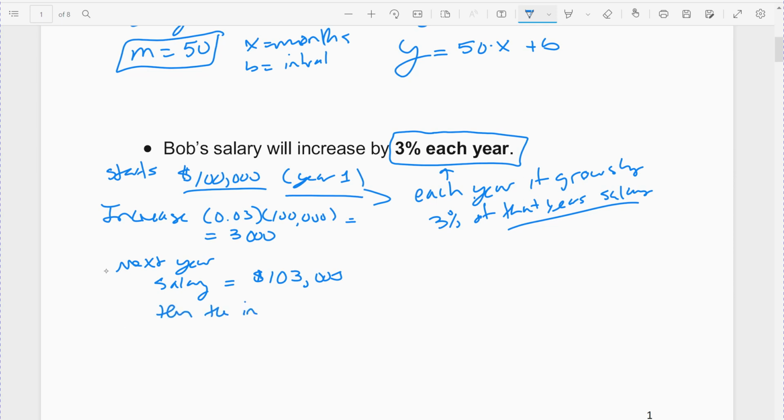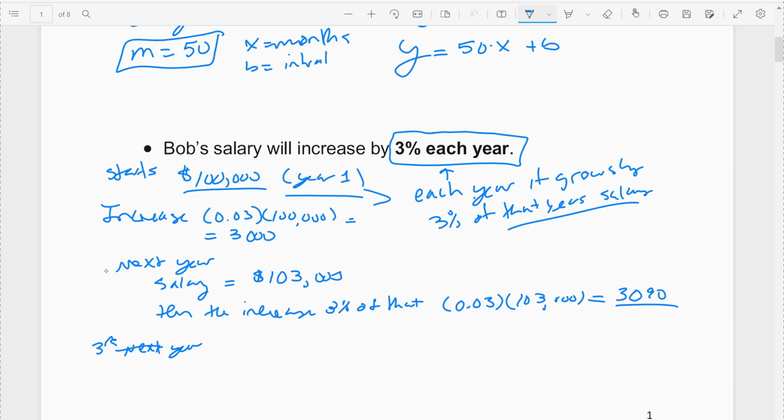Then the increase would be 3% of that. So you would take your 0.03 times the new salary, which was 103,000. It's similar, but it's a little bit bigger. It's now $3,090 as the increase. And then that next year, the 3rd year, it would come out to be $106,090, and so you get that little bit more.